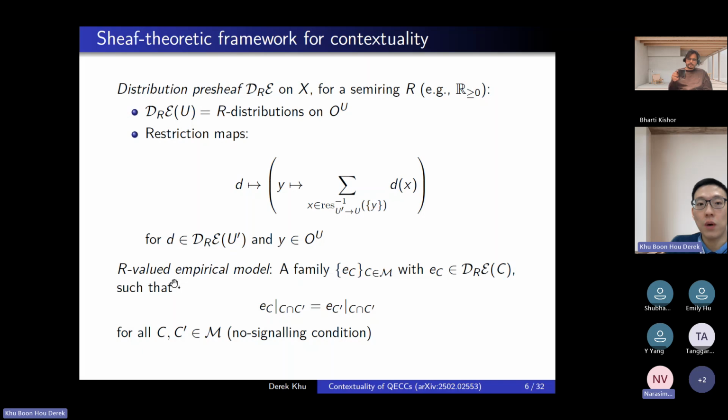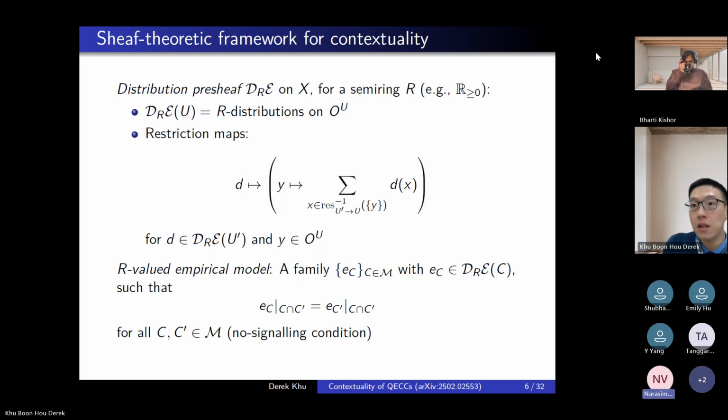And finally, what we mean by an empirical model. So if we have a semi-ring R, again, an R-valued empirical model would just be looking at all the maximal contexts. So for every maximal context, we could assign an R distribution to it. And the only condition that we need is that the restriction on the overlaps would coincide. So if we have two contexts which overlap in some set C intersect C prime, then their overlap must have the same marginal distribution.